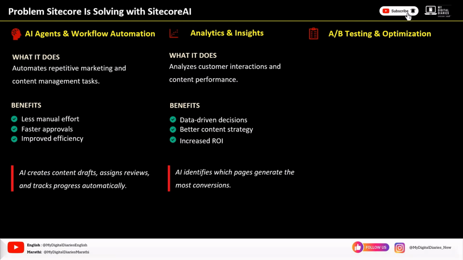And finally, we come to A/B testing and optimization. Testing different versions of pages usually takes time: setting up variants, waiting for enough data, and then manually comparing results. Sitecore AI uses AI to improve website performance through experimentation. It runs and evaluates these comparisons for you, so you get a clear answer on what's actually working better.